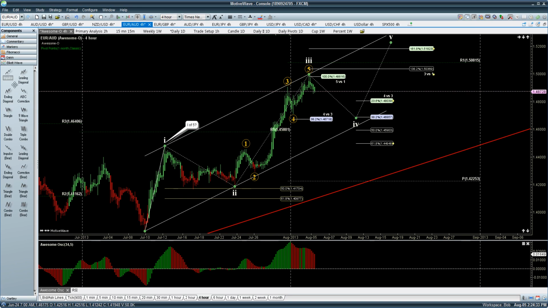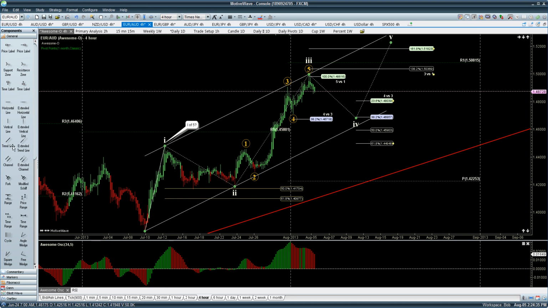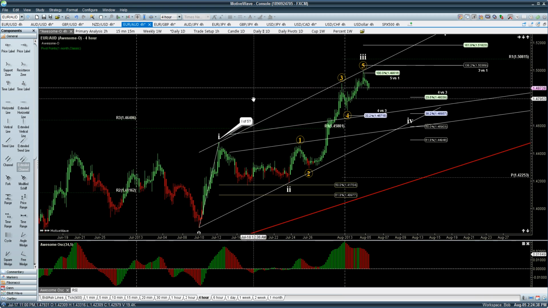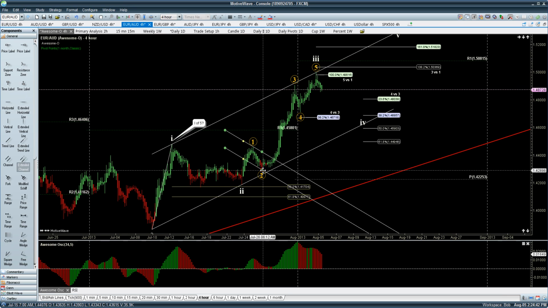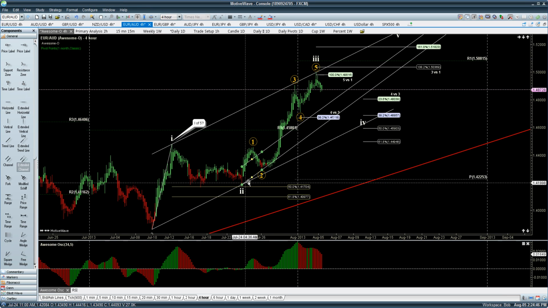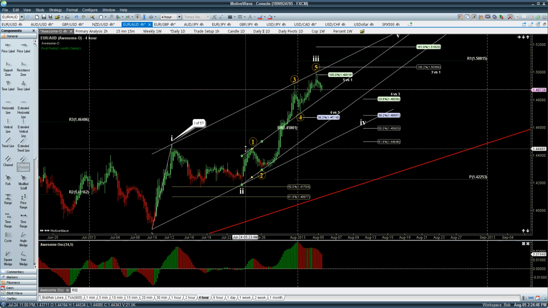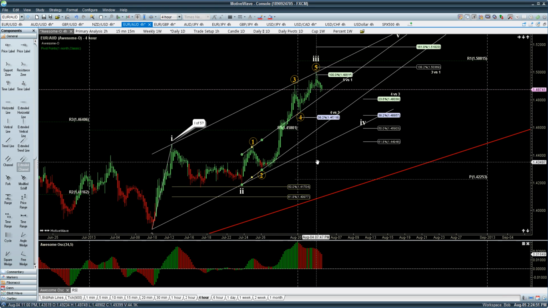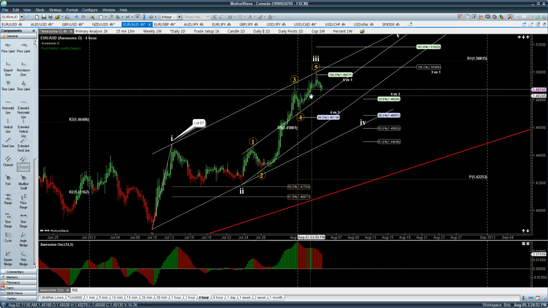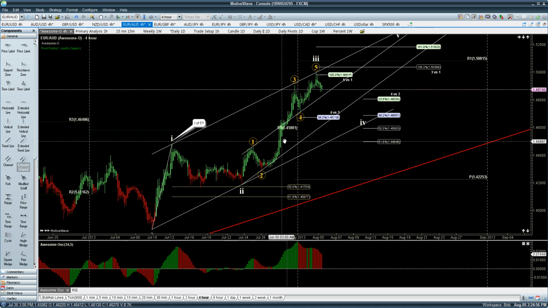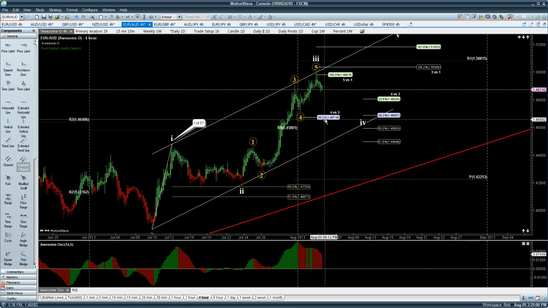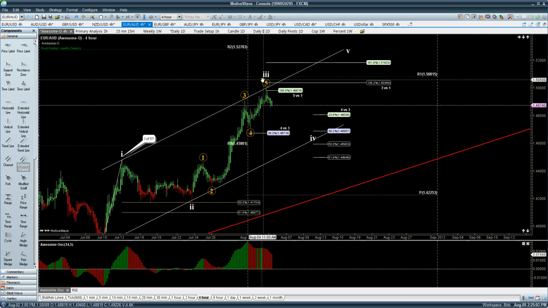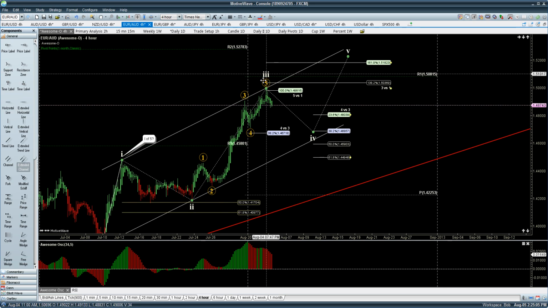But if we slap a channel on there just for fun, I believe we could see, it does work out 1, 2, 3. The wave 4 stopped dead on the 1, 2 channel, so that may be. Either way, I am looking higher after a pullback and consolidation. I am still looking higher. Just not sure, like I say, if this is the end of wave 3 yet.